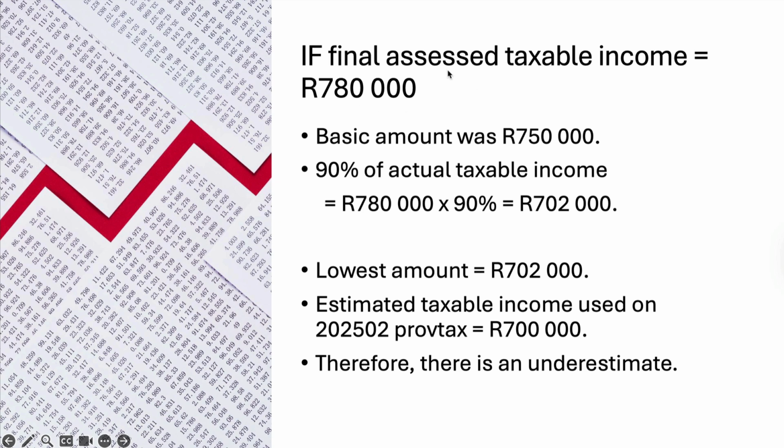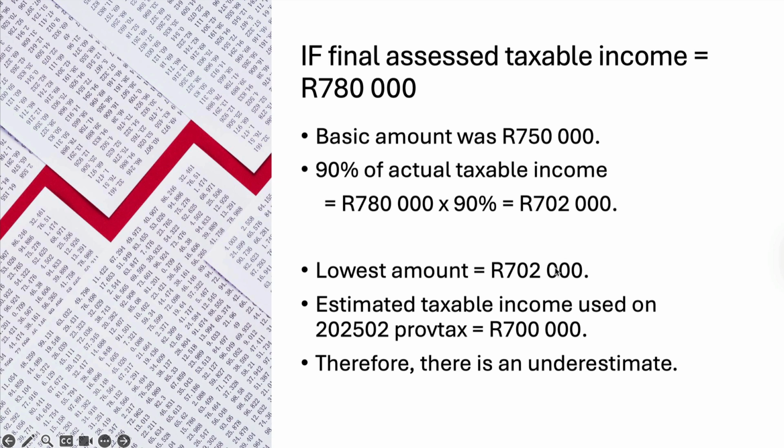It actually turns out that the debtor he thought was going to be a bad debt ended up paying him. And so he couldn't claim that bad debt deduction for the year because he actually did recover the money. And so his final assessed taxable income turns out to be a lot better than he thought, or a lot higher than he thought it would be. So his basic amount was 750,000. He knew that at the time he did his second estimate.